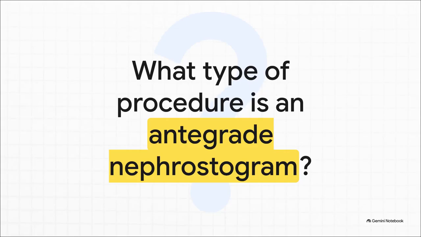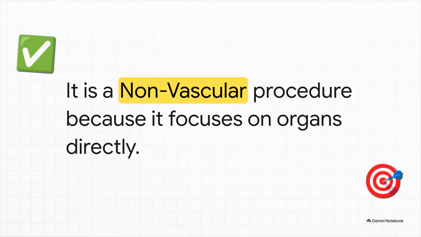Let's test this out with a quick interactive challenge pulled straight from our source material. Imagine you're reading an operative report, and you see this. Physician performed catheterization injection procedure for antegrade nephrostogram and or urotogram, complete diagnostic procedure including imaging guidance, and all associated radiological S&I. Notice that S&I is explicitly mentioned. But based on the procedure itself, which branch does this fall into? Vascular or non-vascular? If you guessed non-vascular, you hit the nail on the head. A nephrostogram targets the kidney, which is an organ, not a blood vessel. Because it completely bypasses the circulatory system, it falls firmly into the non-vascular category.